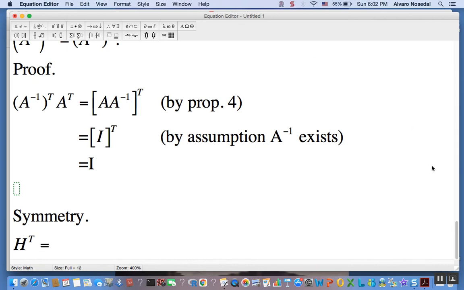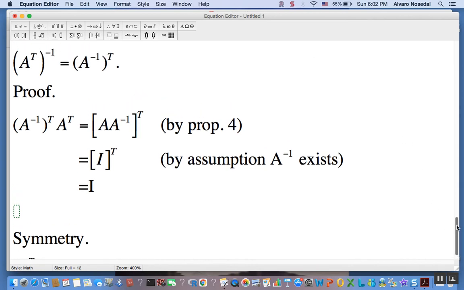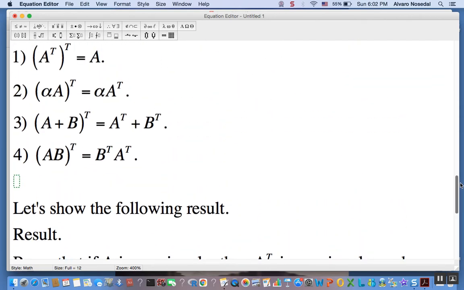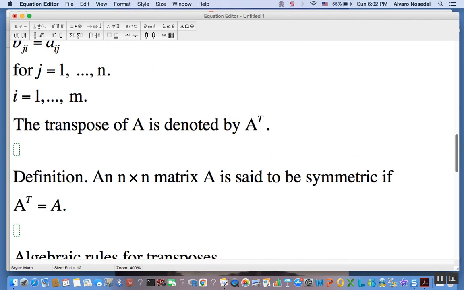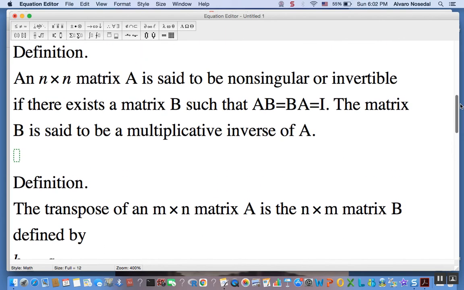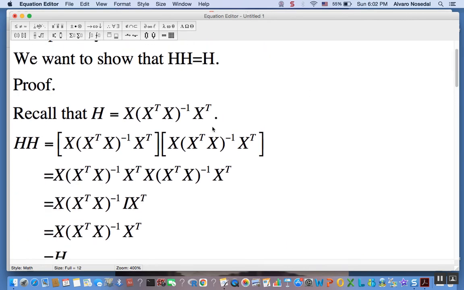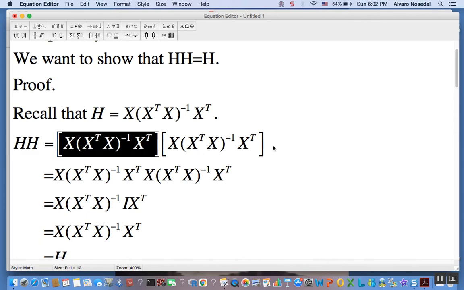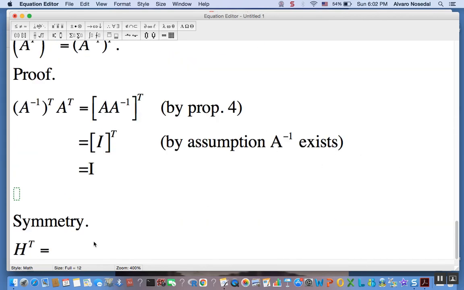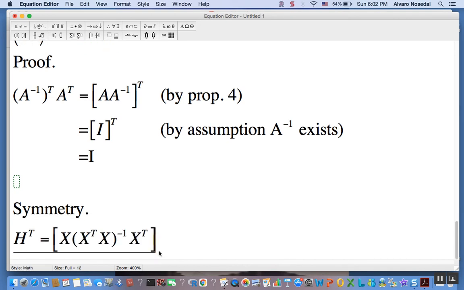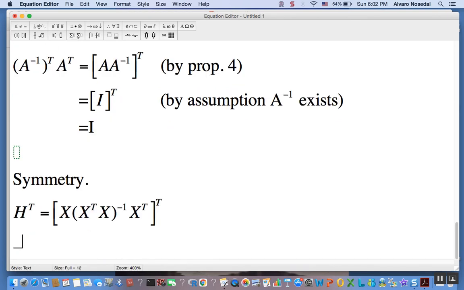Let me borrow the definition of H from up here. When we showed that it was idempotent, we had the definition of H. Let me borrow that guy. Excellent. And we want the transpose.